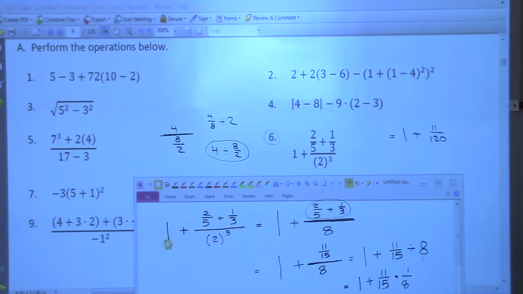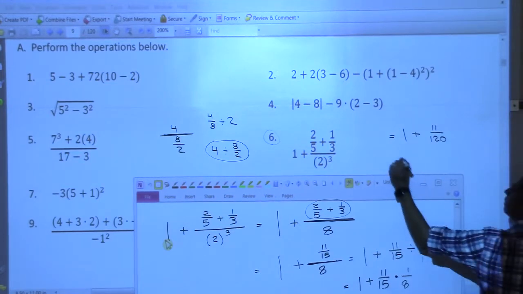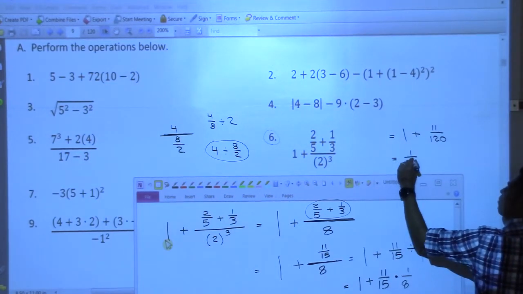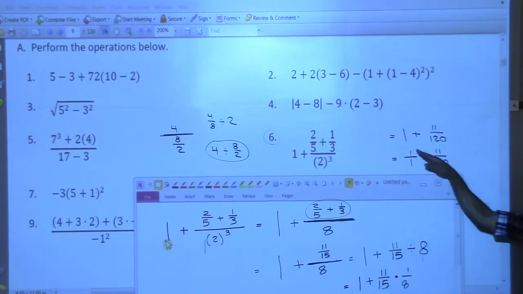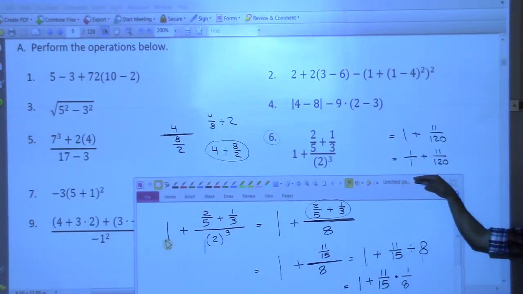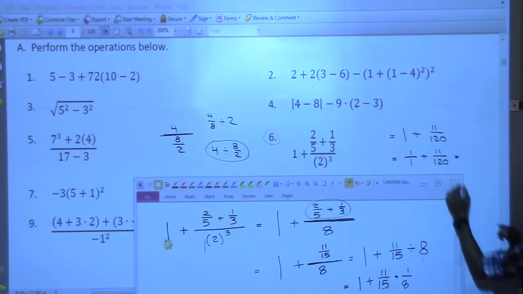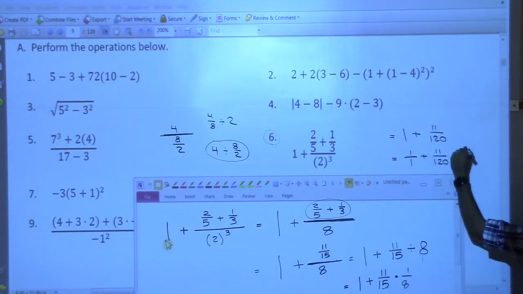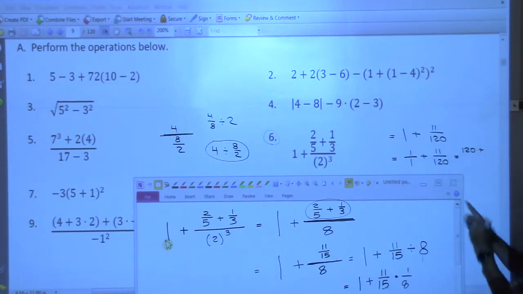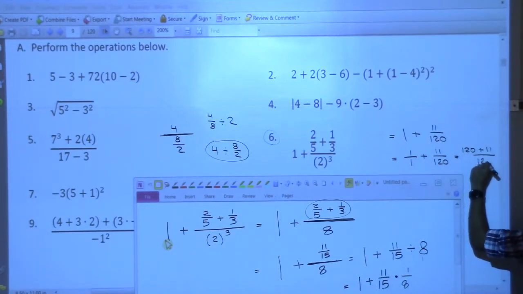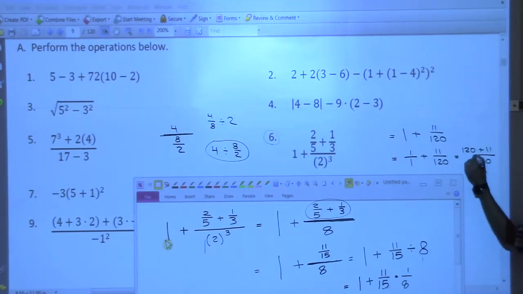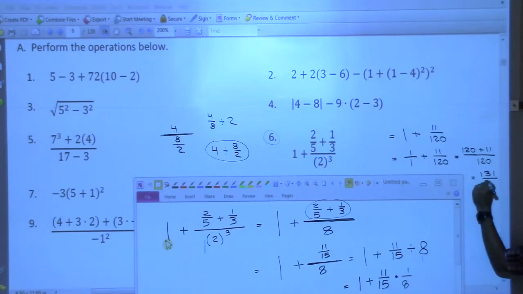And then how do you do this? You can do 1 over 1 plus 11 over 120. And then you can do that thing like this. So 120 times 1 is 120. Plus 1 times 11 is 11. Over 1 times 120, which is 120. So I think we're finally there. 131 over 120.